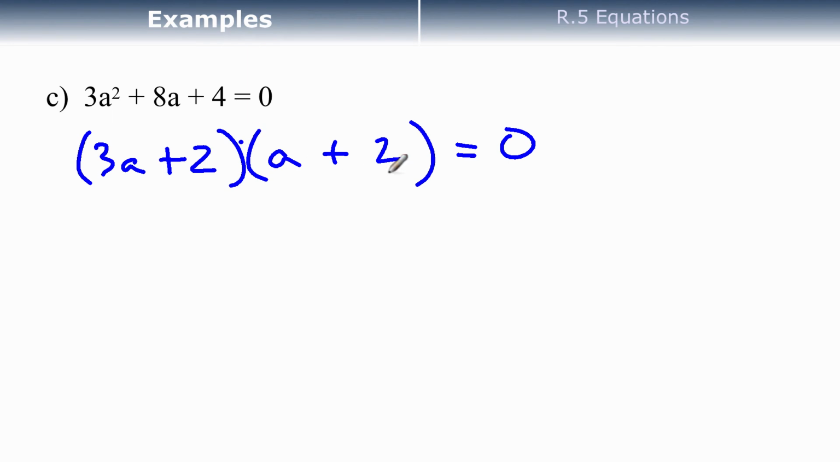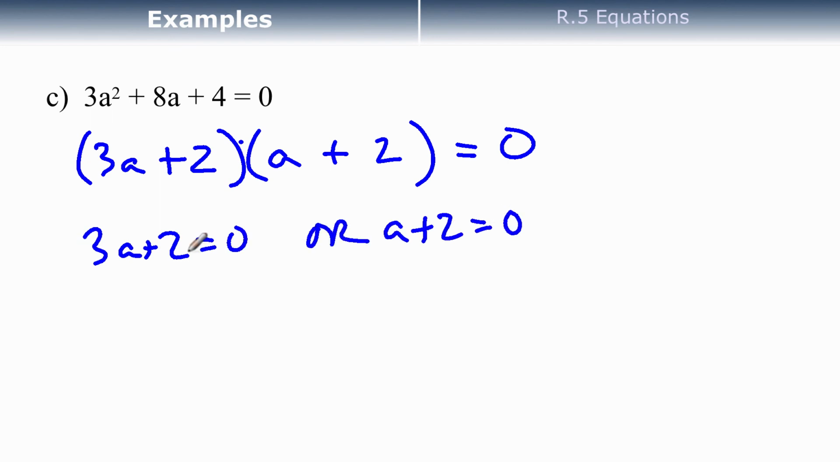This times this equals 0. That's my 0 property. So either 3a plus 2 is 0, or a plus 2 has to be equal to 0. Solve each equation. Move the 2 to the other side. That'll become a negative 2.